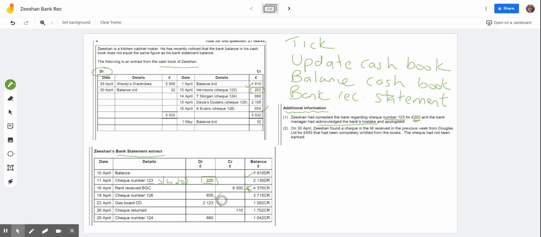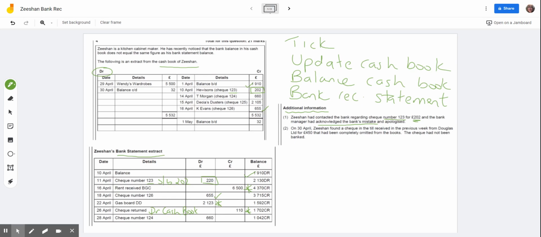But the gas board direct debit, 2123, isn't in our cash book, so we will need to enter that in the cash book. And it'll be the same with this check that's been returned. On the credit side, we've had a check that's been returned. So that's on the payment side. That'd be one that's been paid out, wouldn't it? £110, and it's been bounced because of the overdraft. So it's been paid back into our account. So we're going to have to debit the cash book with that one, £110.